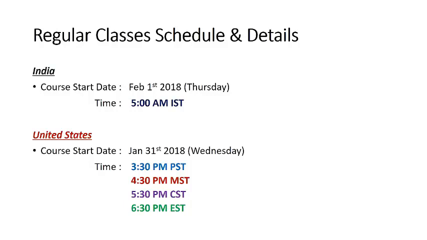We have different time zones in the US: PST, CST, MST, and EST. I have given the time for each time zone. If you are in PST, that will be 3:30 p.m. for you. If you are in MST, that will be 4:30 p.m. If you are in CST, that will be 5:30 p.m. And if you are in EST, that will be 6:30 p.m. With respect to this schedule, I'm going to start the regular classes, so that we have two weeks of time to think and decide about this course.